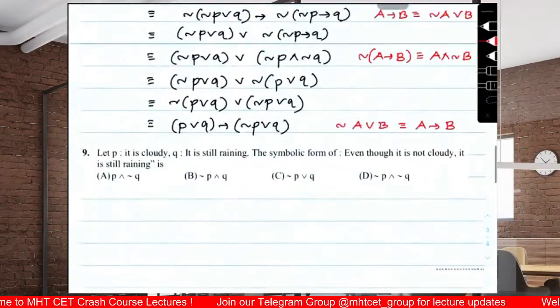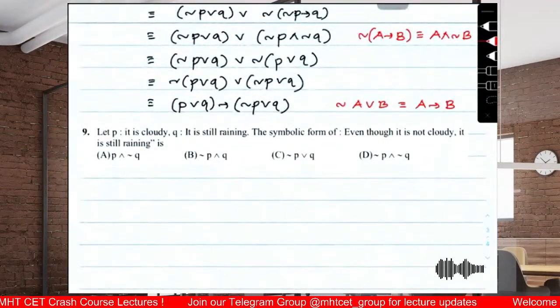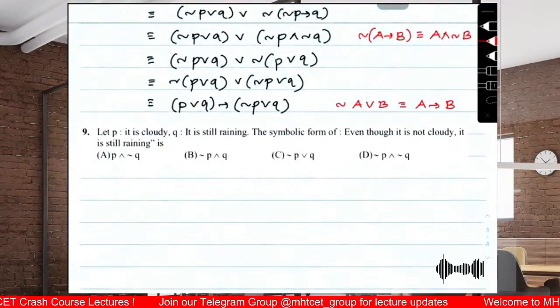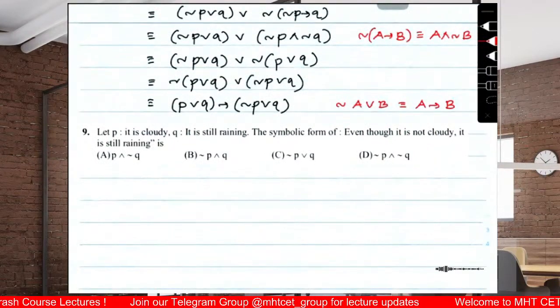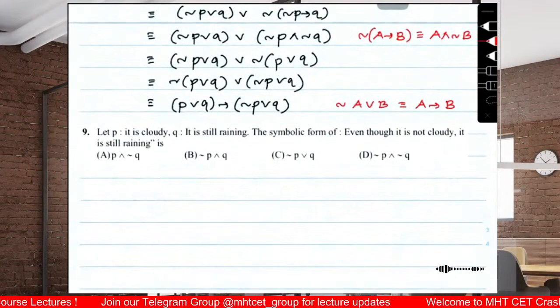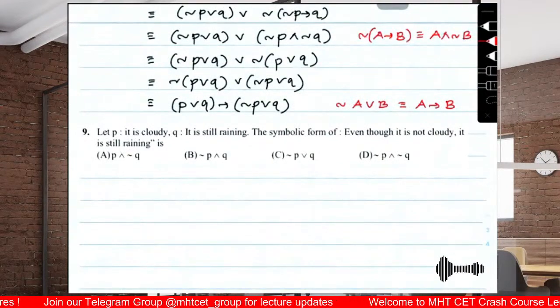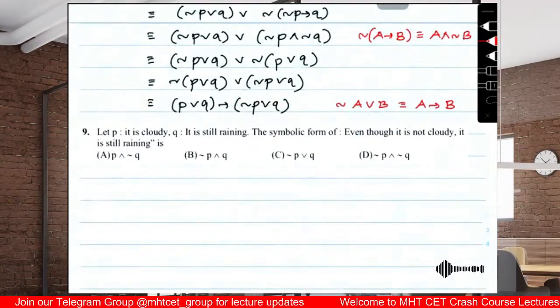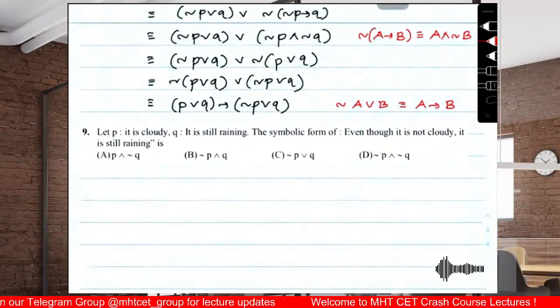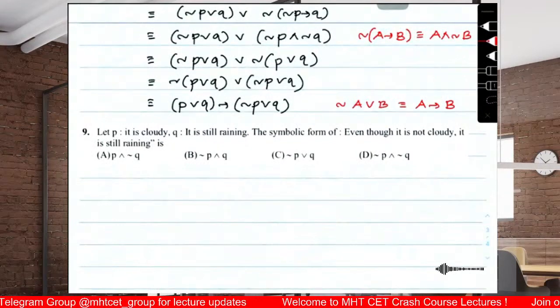See 9th, P is the statement that it is cloudy and Q is the statement that it is still raining. The symbolic form of even though it is not cloudy, it is still raining. Even though it is not cloudy, मतलब it is not cloudy but it is raining, you can say. But मतलब and.